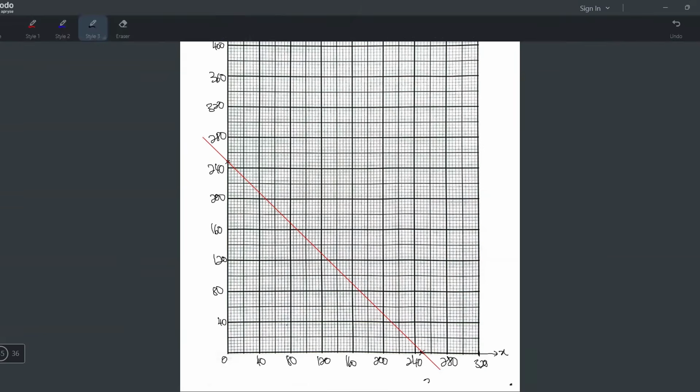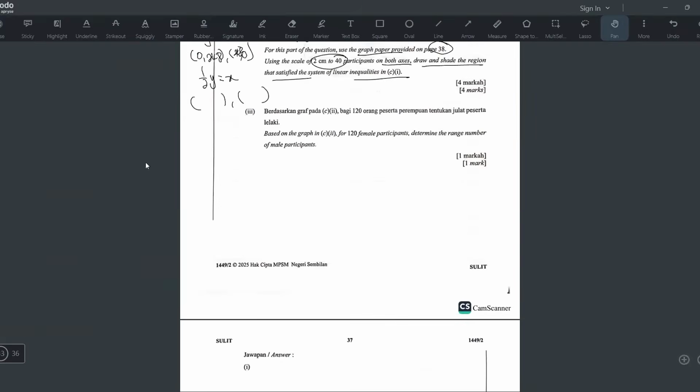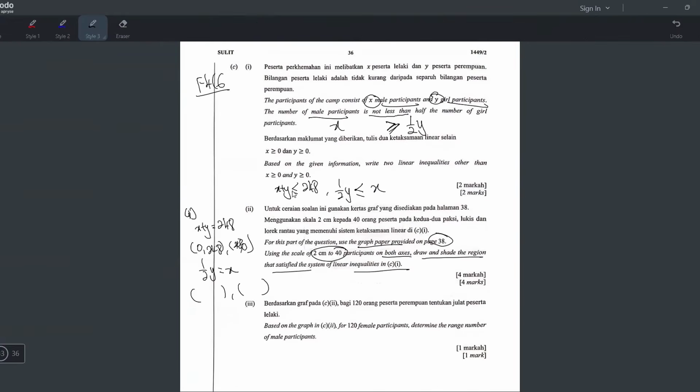So let's write the equation: X plus Y equals 248. And let me show you why it is a solid line. You can see it from here, the inequality symbol has an equal sign. If there is a line under the inequality sign, meaning equal to, it means solid line. Alright, done that. Now let's do the other line.